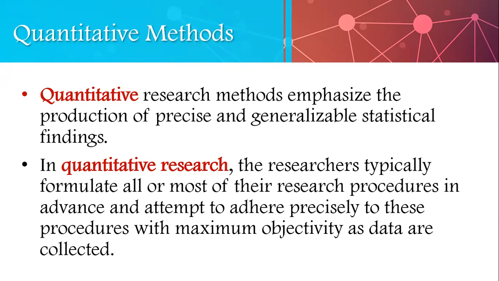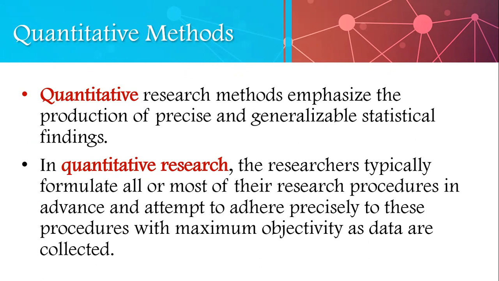The more representative, the more accurate our generalizations will be. In quantitative research, the researchers typically formulate all or most of the research procedures in advance and attempt to adhere precisely to these procedures with maximum objectivity as data are collected. So the procedures within quantitative research are typically specified very early on in the process by the researcher.